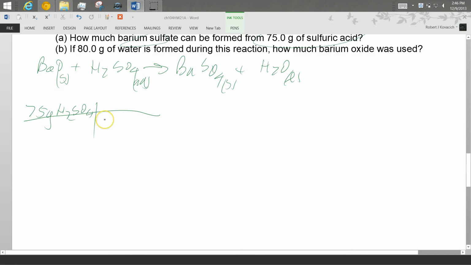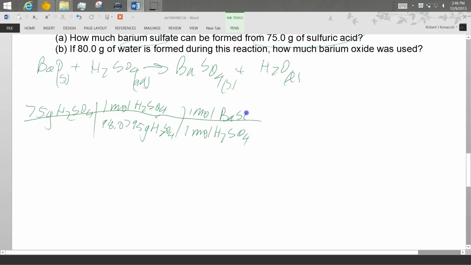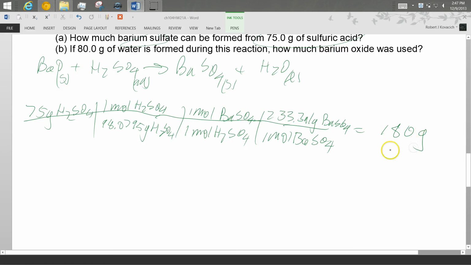So then the molar mass of this is 98.0795 grams of sulfuric acid and 1 mole H2SO4. And then for every 1 mole H2SO4, we have 1 mole of barium sulfate. Where do the 1 mole and 1 mole come from? Yeah, the balanced chemical equation is just 1 for the coefficients, so we didn't need to do anything with that. And then the molar mass is 233.391 grams of BaSO4. And so I ended up with 180 grams of barium sulfate. Just 2 sig figs on that. Oh, no, it's not. It's 3. So it's 179. My bad.